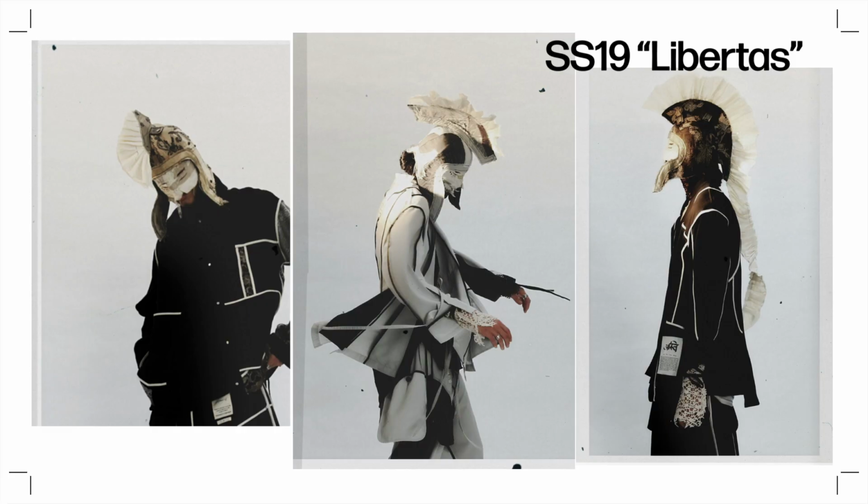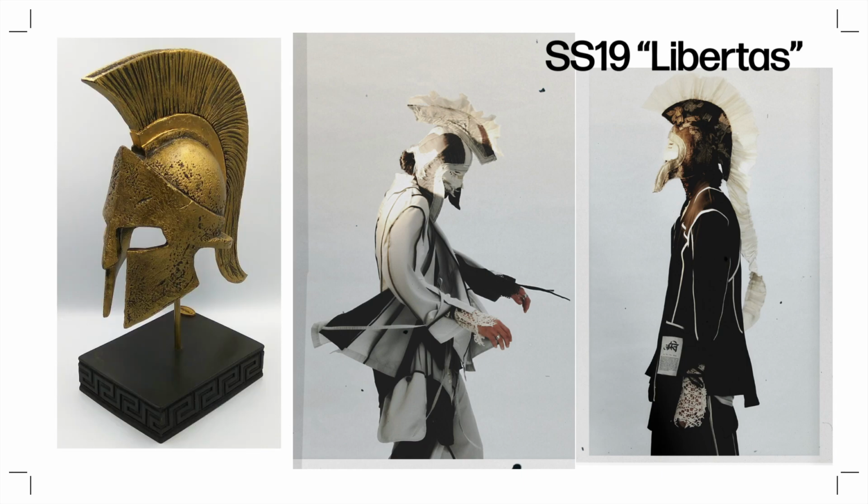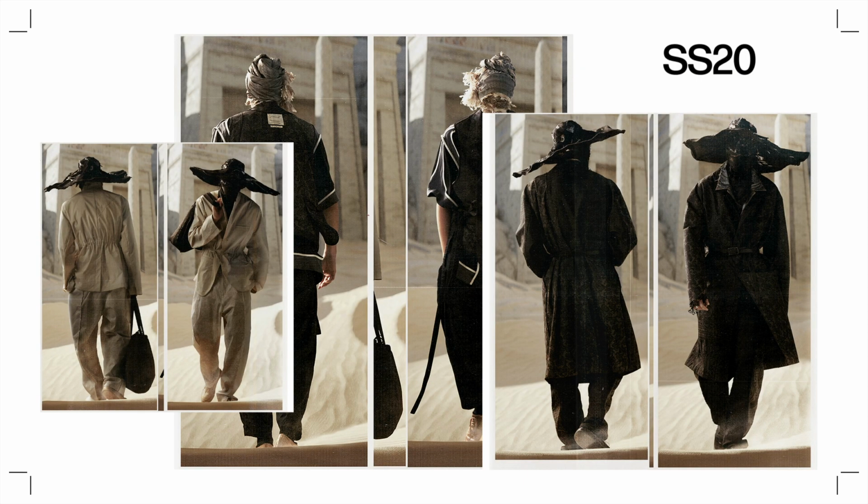One example of this is Spring/Summer 19 dubbed Libertas, where Professor.E uses this helmet-like face covering that sort of references the Spartans. Another example is Spring/Summer 20, where the use of turban-like headwear and this black wide sun hat fits into their collection surrounding the desert.